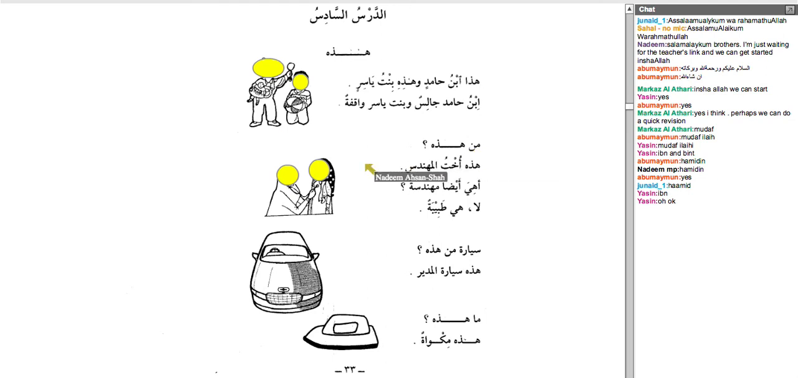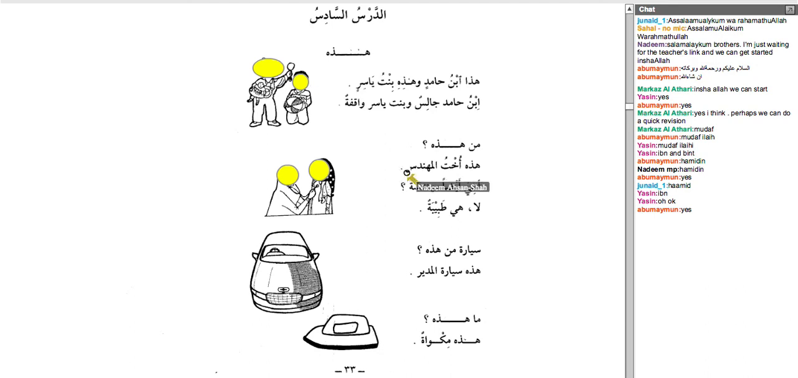Jayyid. Man hadihi. That's the first one you said. Man hadha. Is this. Now you're saying man hadihi. Or you said Hadha talibun, this is a student. And now you're saying Hadihi Ukhtul Muhandisi. Hadihi Ukhtul Muhandisi. Ukht means sister of. And there's one Dhamma. So there's no Alif and Lam. Because it's becoming obvious now. Because it's mudaf. Al-Muhandisi.